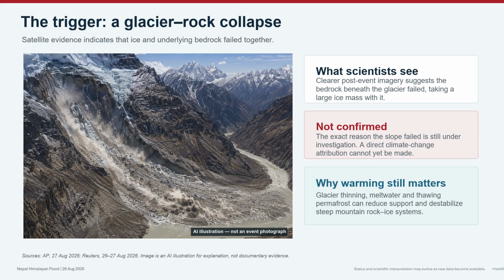Satellite observations indicate that this event involved more than just melting ice. A section of the glacier, together with underlying bedrock, appears to have failed suddenly. This produced a huge mass of ice and rock moving down the mountain. The exact reason for the slope failure is still under investigation. However, glacier thinning, meltwater, and thawing mountain ground can all contribute to increasing instability in high-altitude environments.